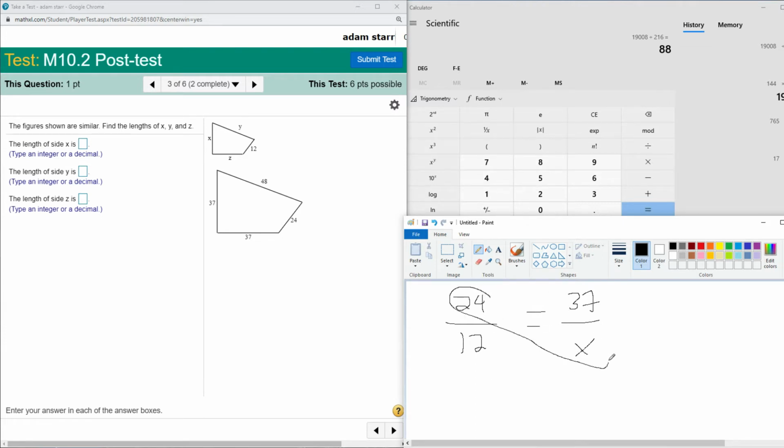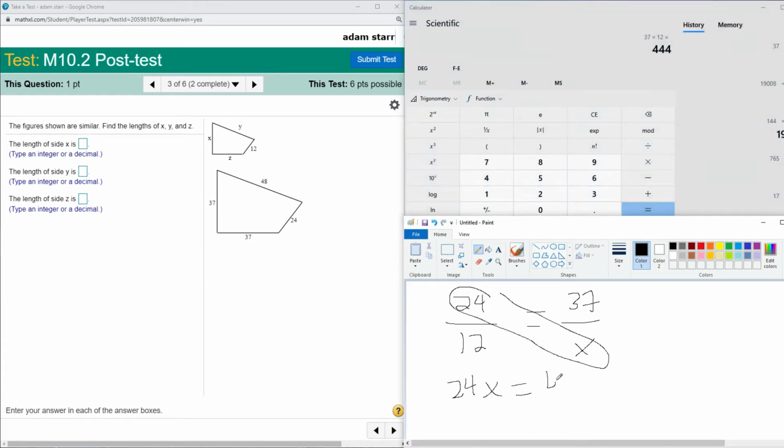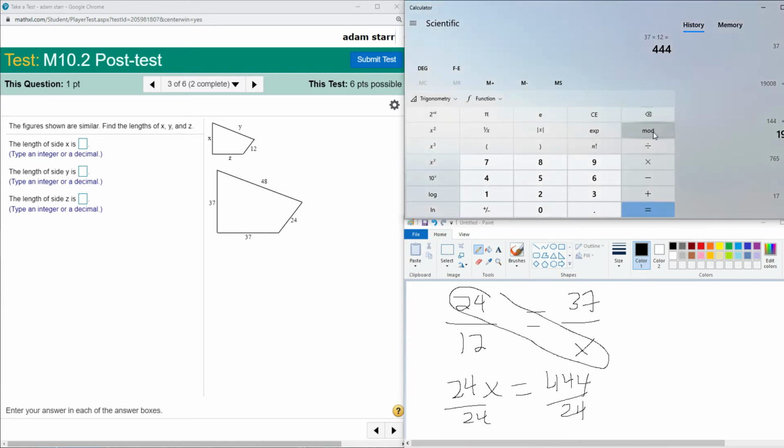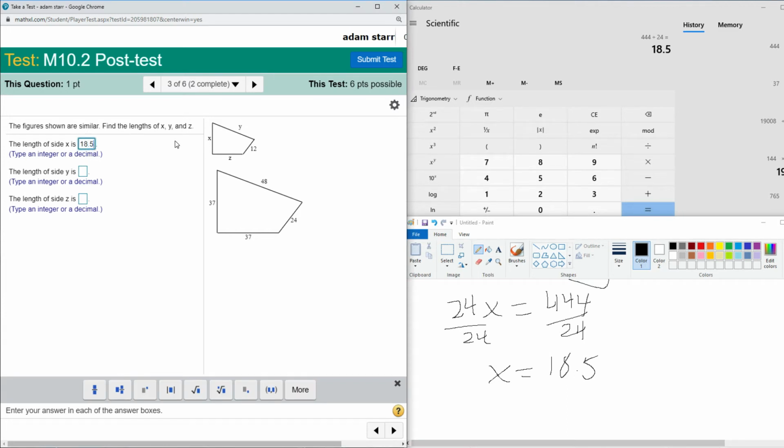So 24 times x when I cross multiply is 24x. And then 37 times 12 is my other diagonal. It's 444. To solve for x, I'm going to divide both sides by 24. So 444 divided by 24 is 18.5. And 18.5 is half of 37. Again, I don't know if it's always going to be this 2-to-1 ratio, but mine happened to be. It just makes it a little bit easier.